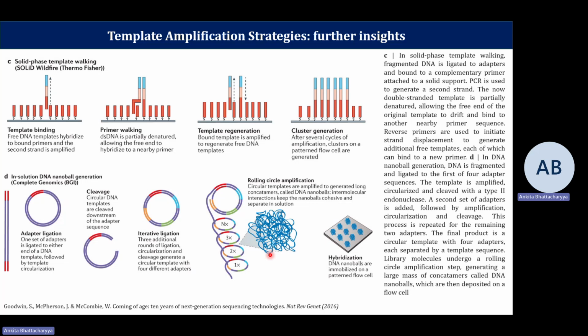The final product is a circular template where you have all 4 of these adapters, which are separated by some region of the template sequence. Now, library molecules undergo a rolling circle amplification step, generating large concatemers called DNA nanoballs, which can then be deposited on a flow cell, and that allows detection also.